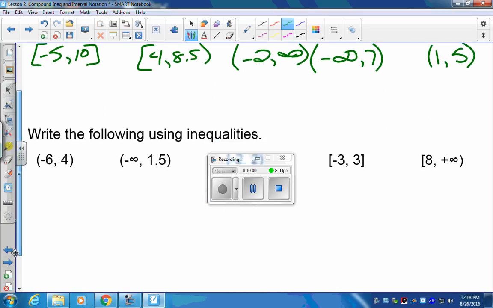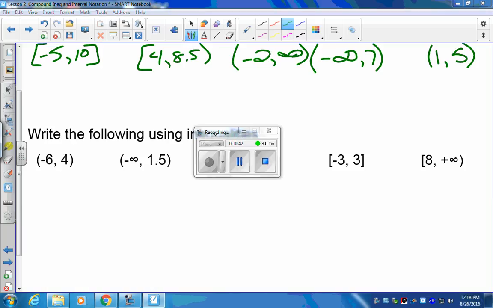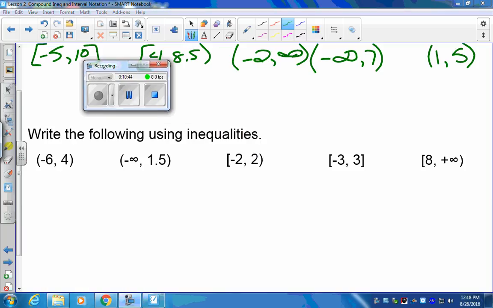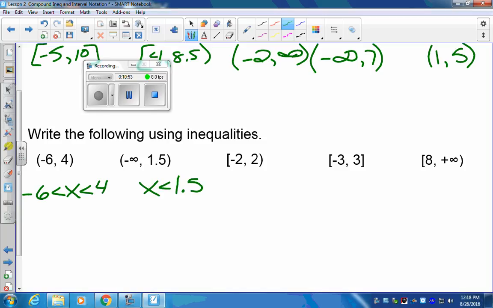Go ahead and write the inequalities so I'm going the other direction. -6 is less than x, which is less than 4. From -infinity, so I'm saying x is less than 1.5. -2 is included, 2 is not. -3 is included, and so is 3. And I'm going 8 and higher.